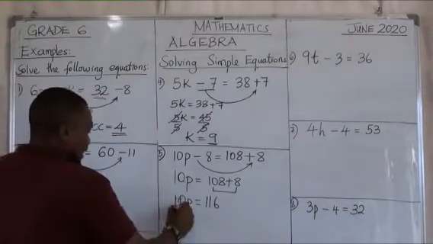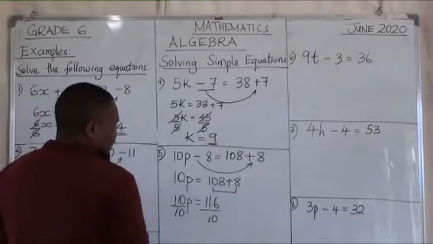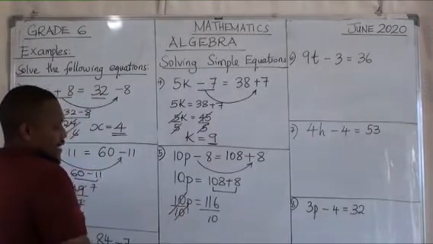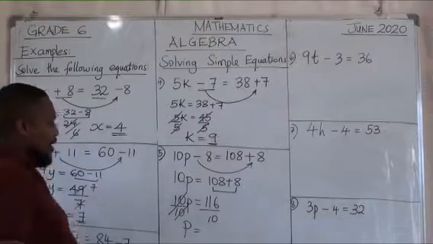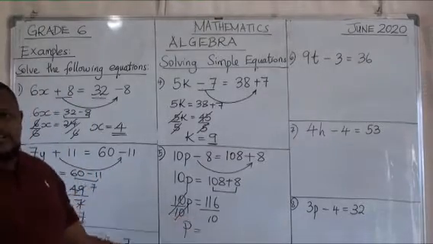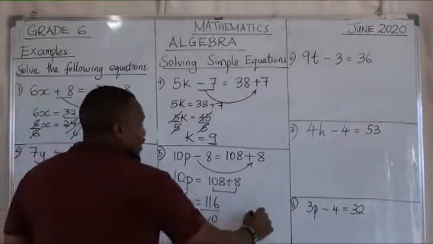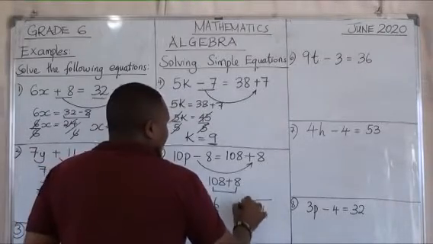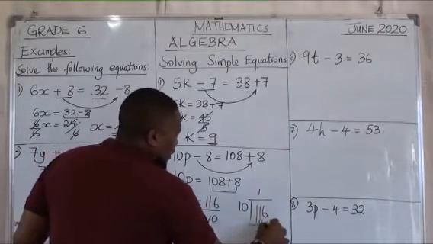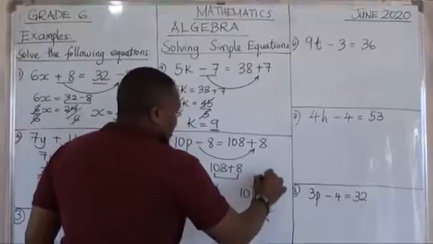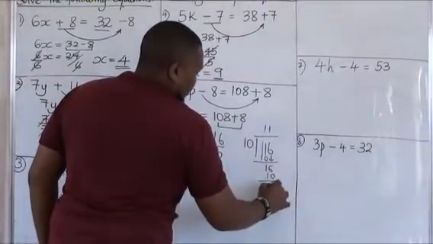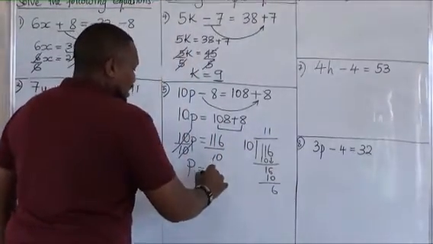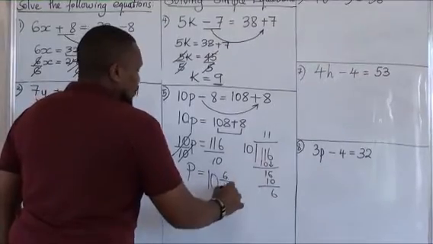Divide both sides by 10. So this will be eliminated, and we shall have the value of p. Remember, this cannot be divided directly. So what you do, you divide the normal way. 116 divided by 10. This is 1 because of 10. 1 drop 6. This is 1 because of 10 again. We shall have 6. Therefore, we shall have an answer like 11, 6 over 10.